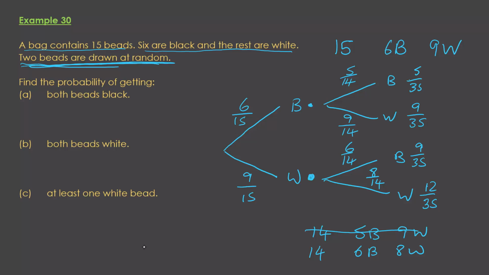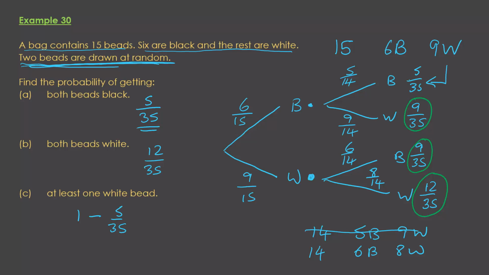So the probability of 2 black I can now read off is 5 out of 35. Both being white is 12 out of 35. And at least one white, that means 1 or 2 whites. That means that what I could do is add up these 3. Or the other way of doing it is to take away 5 out of 35 from 1, since this is the only one that has no whites.